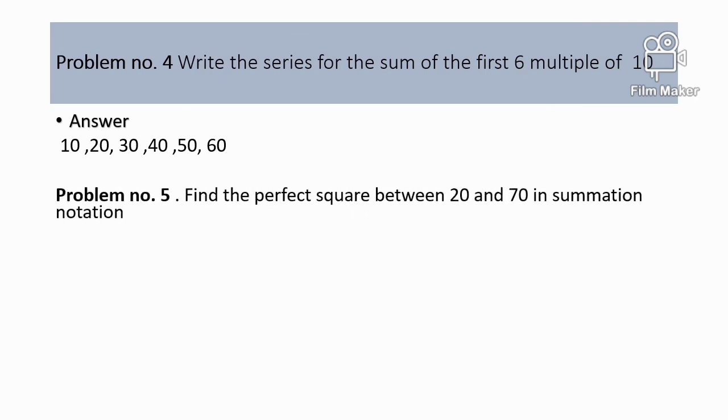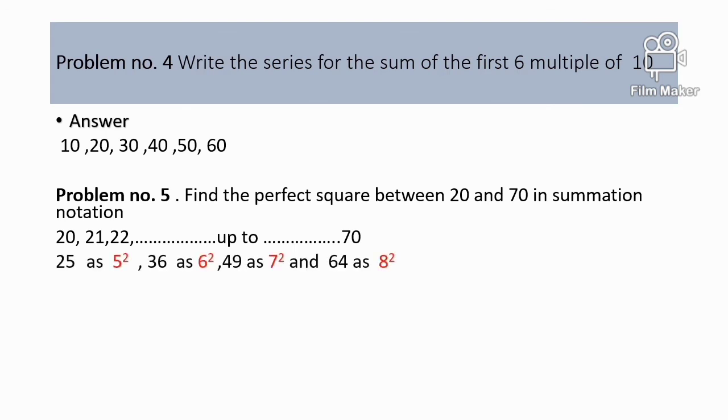Problem number 5. Find the perfect squares between 20 and 70 in summation notation. So we will first write 20, 21, 22 up to 70, and we will find the perfect squares there. So what will be the numbers? We have 25 as 5 squared, 36 as 6 squared, 49 as 7 squared, and 64 as 8 squared. So these are the numbers. So if we go back to summation notation, it is the summation of k squared, where k is from 5 to 8.